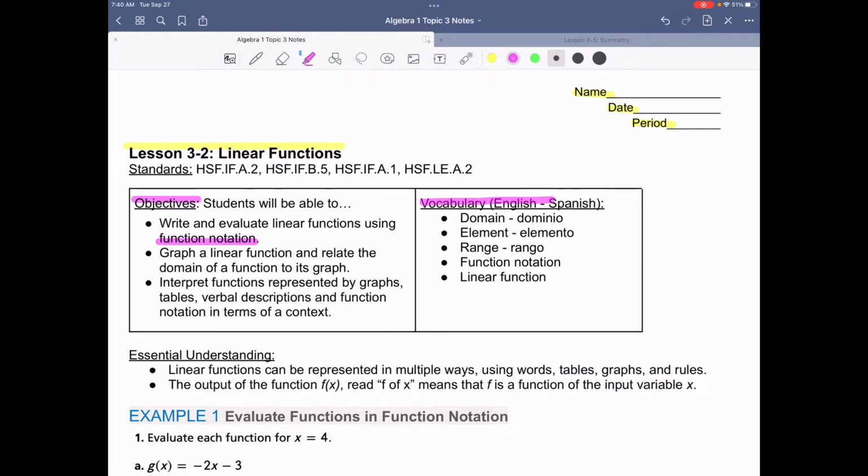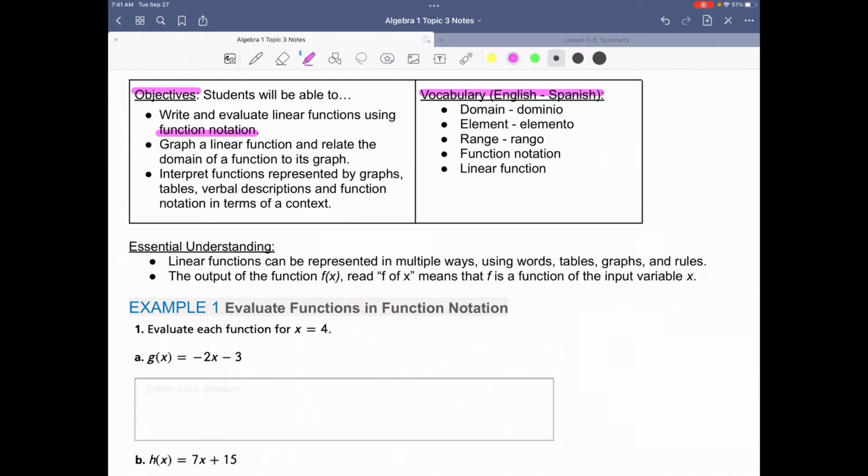As for the vocabulary, we have domain, element, range, functions, and linear function. The essential understanding is that linear functions can be represented in multiple ways, using words, tables, graphs, and rules. The output of the function f(x) can be read as f of x. It means that f is a function of the input variable x.